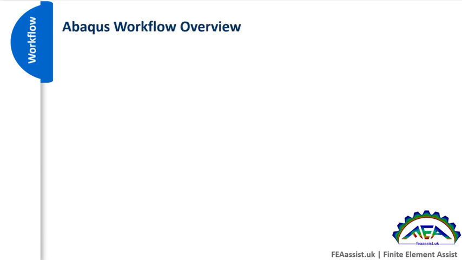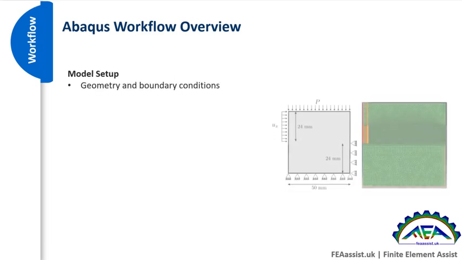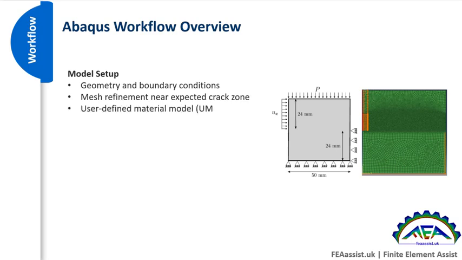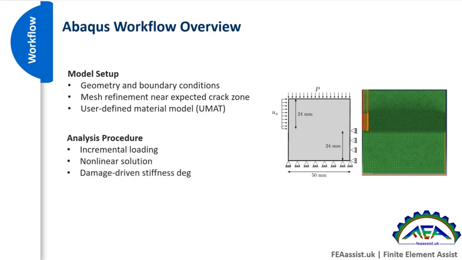Abaqus model workflow. Model setup. First, we need a geometry and boundary condition. In this tutorial, we have this boundary condition. Mesh refinement near the expected crack zone, and we will have a user-defined material UMAT subroutine to actually solve the equations. Analysis procedure. We will have incremental loading, nonlinear solution, and damage-driven stiffness degradation in the UMAT subroutine.